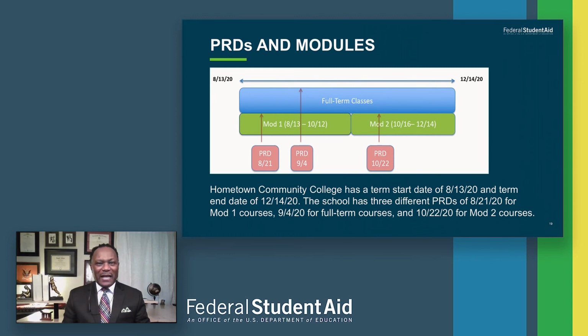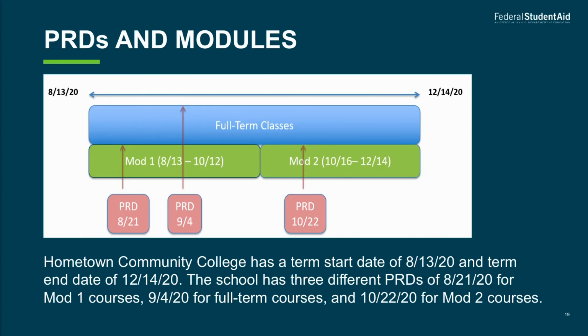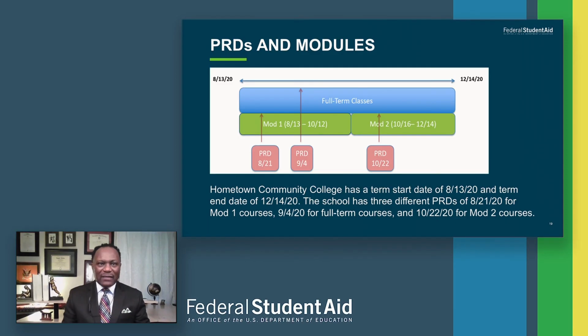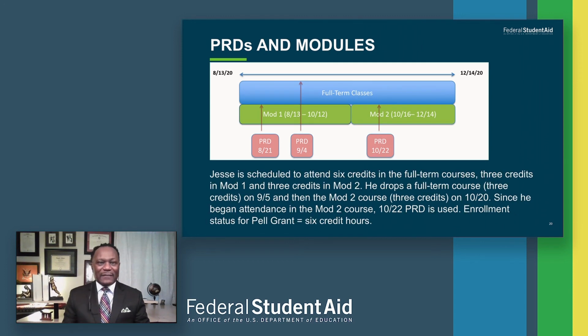For our first scenario, we've got a nice little graph there. You can see here that Hometown Community College has assigned a PRD for the full term classes as well as for the two existing modules. Remember, the 9-4 PRD assigned to the full term courses does not activate unless the student begins attendance in a full term course. Likewise, if a student does not begin attendance in Module 1, the 8-21 PRD does not activate. And if a student does not begin attendance in Module 2, the 10-22 PRD does not activate.